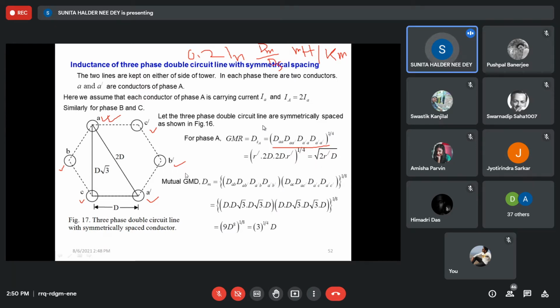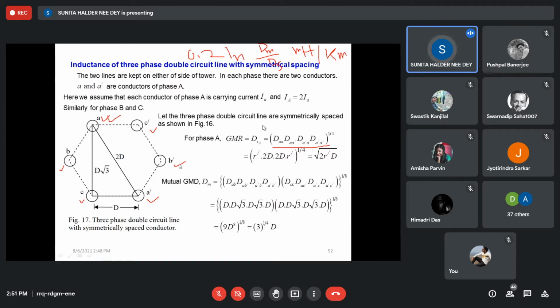Now, if we want to find the mutual distances, in phase A there are two conductors, and the remaining four conductors will produce mutual distances. So for subconductor A, there are four other conductors, so there will be four mutual distances. Similarly, for A dash, there will be four other conductors, so four mutual distances. So from the subconductors in phase A, there will be a total of eight mutual distances. So it will be 1 by 8. You can do it in this way.